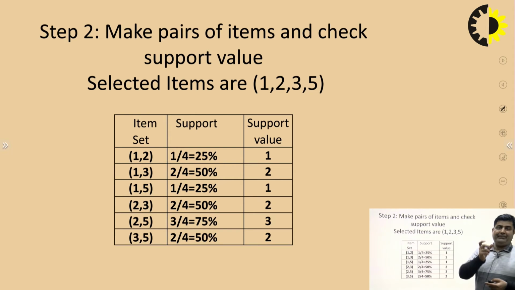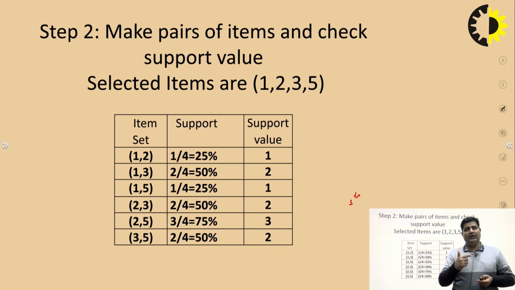Now we make pairs of these and check the pairs. We can make the possible pairs: 1 and 2, 1 and 3, 1 and 5, 2 and 3, 2 and 5, and 3 and 5. That is the number of pairs. Now we have to check these pairs again against the initial step. So let us take the pairs here, numbers 1, 2, 3.